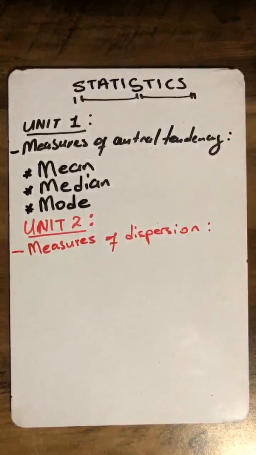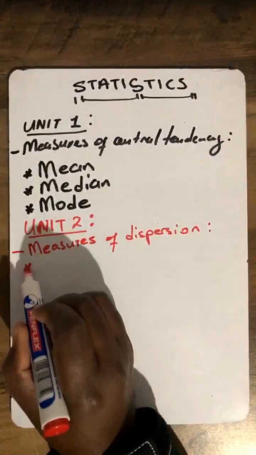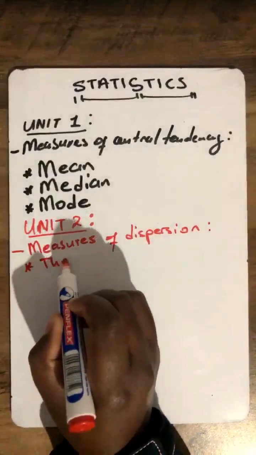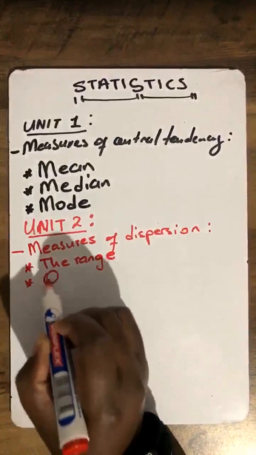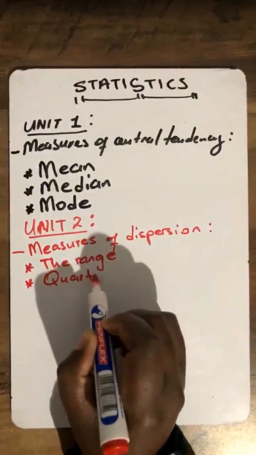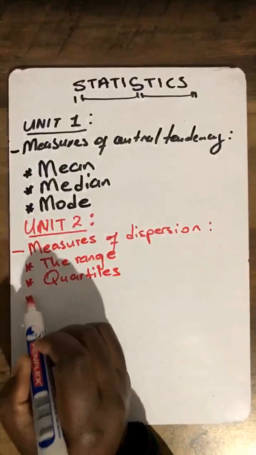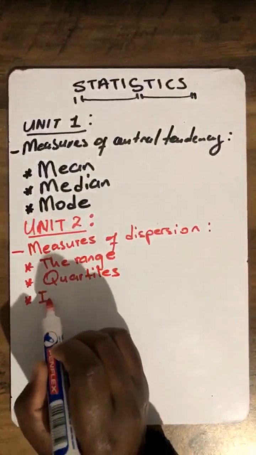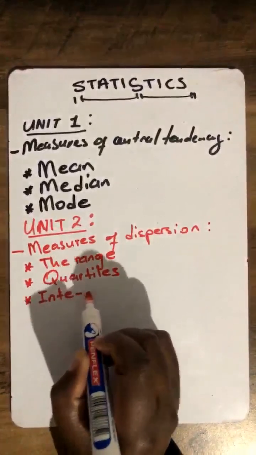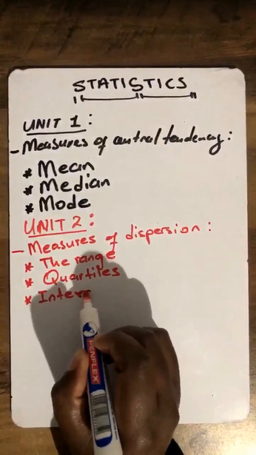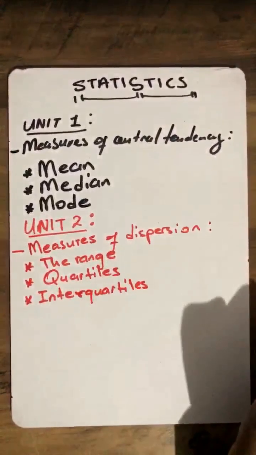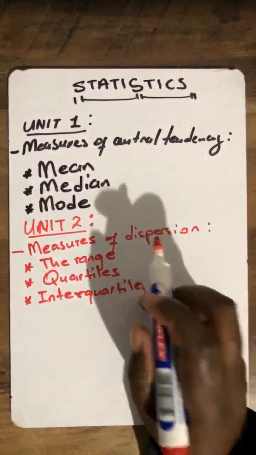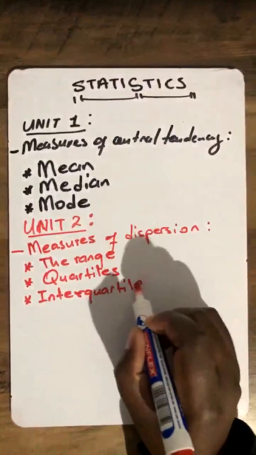I've got a list of things that you guys need to learn about. Let's say number 1, it's what we call the range. And then secondly, it's what we call the quartiles, the quarters, the honorable members. And then from there, we're going to study the interquartiles. But this one, it's interquartile range. Let me write it that way.